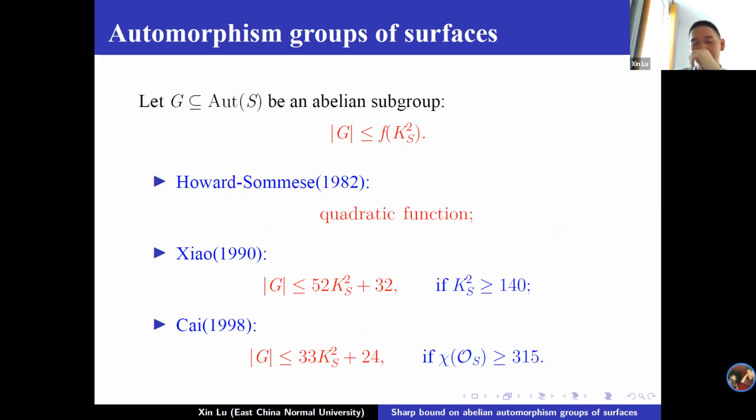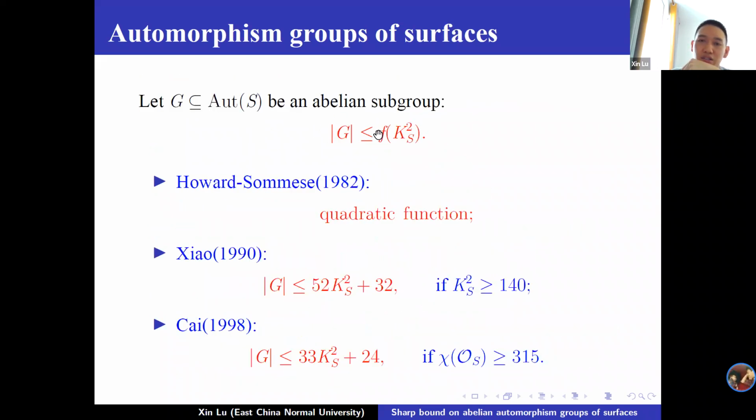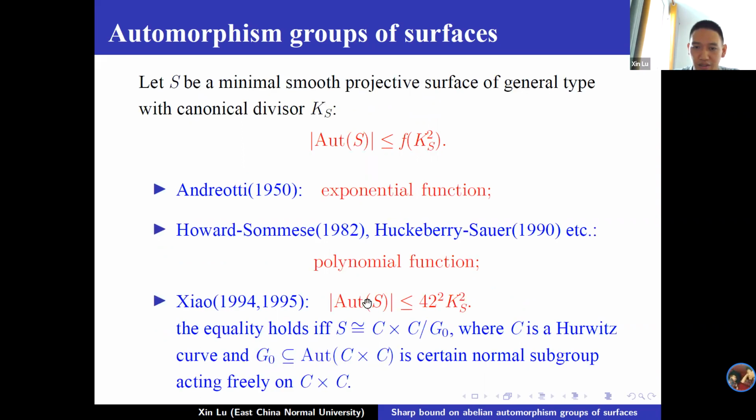So let G be an abelian subgroup in the total automorphism group of S. And we also want to bound the size of G from above by some function in Ks square. In the curve case, we already know that the upper bound for the abelian subgroup is much smaller than the bound for the total automorphism group. So in the surface case, we also expect an upper bound which is much smaller than the bound for the total automorphism group.